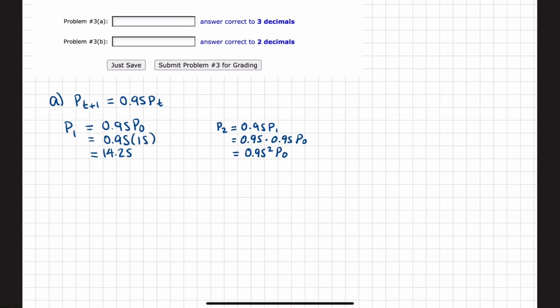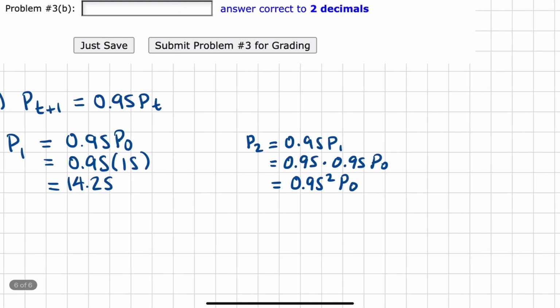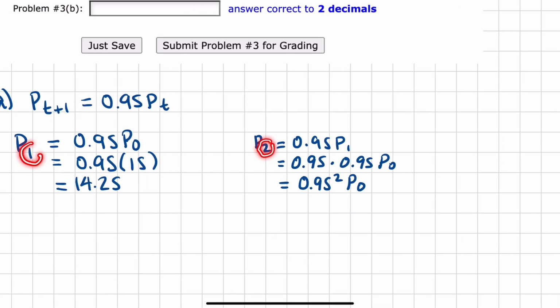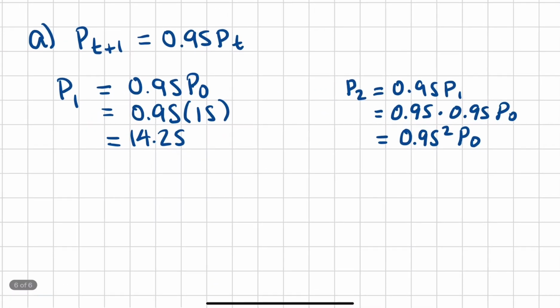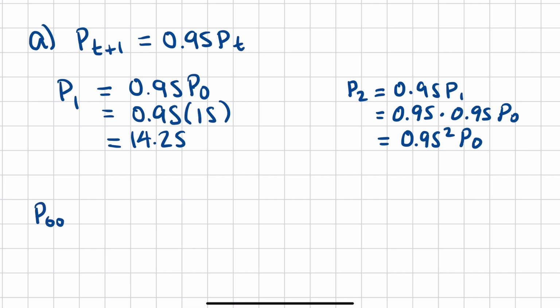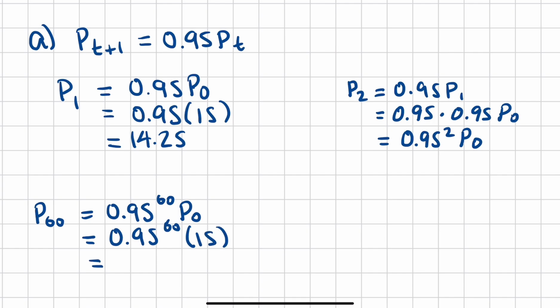Now you can go on and on and on, and you'll see that whatever subscript you have here actually corresponds with the power here. So if we're going to calculate what p60 is, all we have to say is that this is going to be equal to 0.95 to the power of 60 multiplied by p0. And so if we do that, we're going to get 0.95 to the power of 60 multiplied by 15. And this is going to give us 0.691.